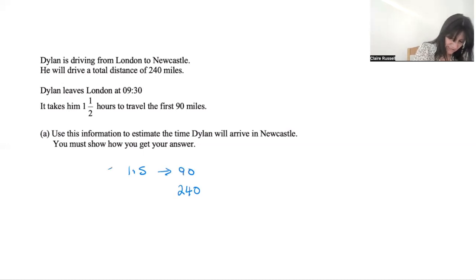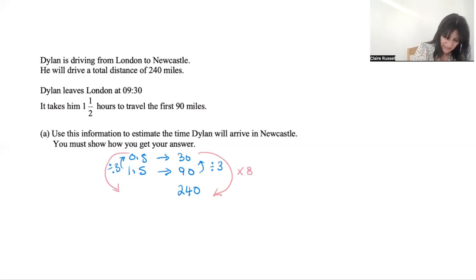I am going to divide this side through by 3, which would give me 0.5. I'm going back up that way. And I'll do the same on this side, which will give me 30. So I know that for every half an hour, we're traveling 30. To get from 30 to 240, I'm going to times by 8. So 8 half hours, you could think of it like that, is 4 hours. So it's going to roughly take 4 hours based on the fact that he's going to travel at this constant speed for the entire time, which is kind of why it's an estimate, because no one could do that.